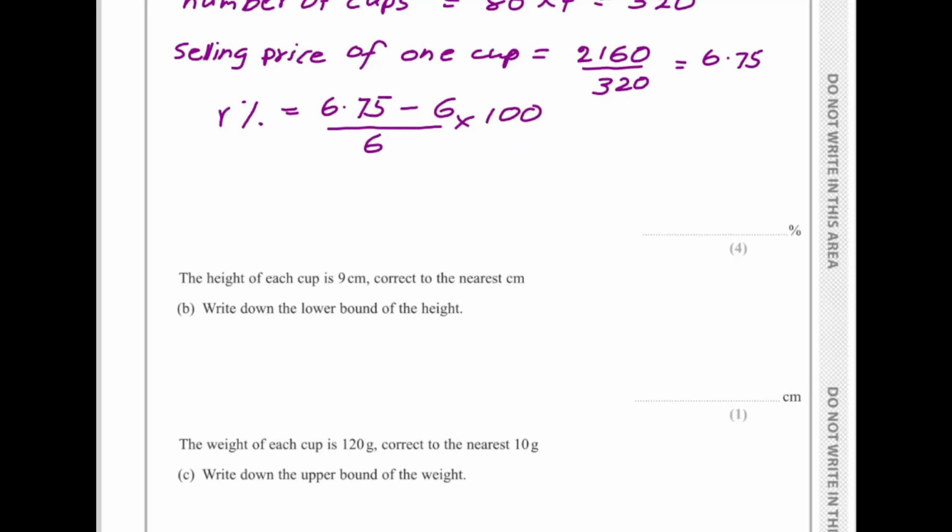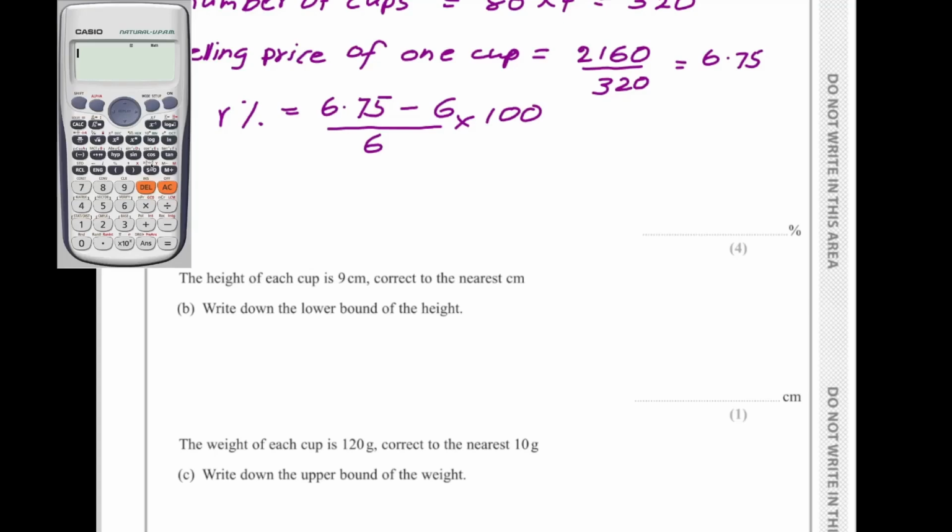Let's plug in the values and check what the answer comes to. So here I'm getting 6.75 minus 6 over 6 into 100. The answer comes as 25 over 2. So 25 over 2 becomes 12.5%. Then the answer comes as 12.5%.